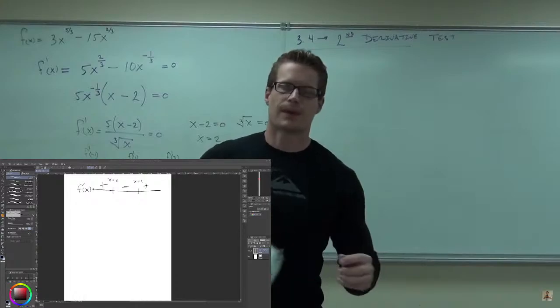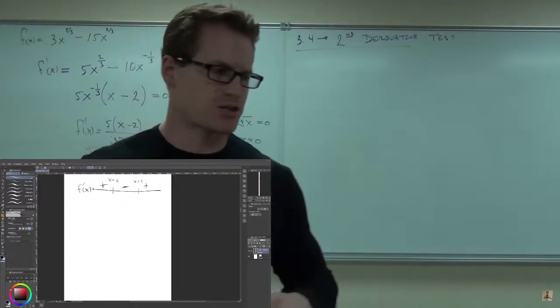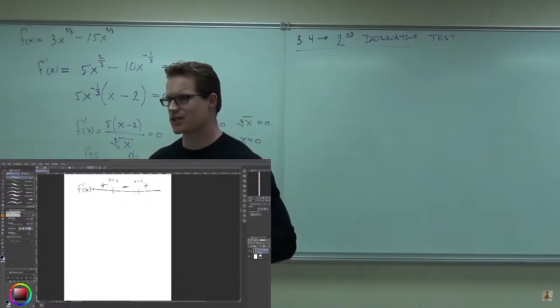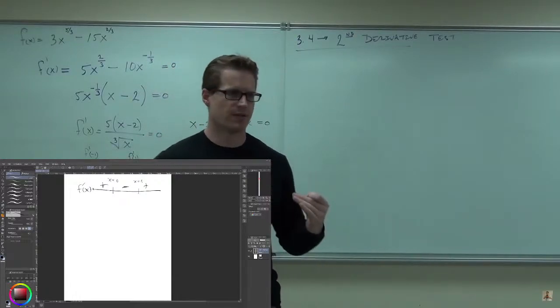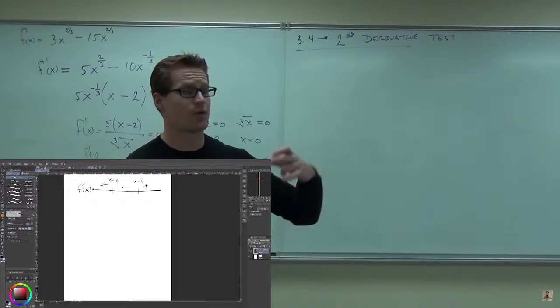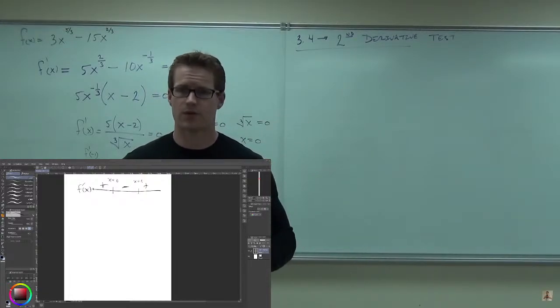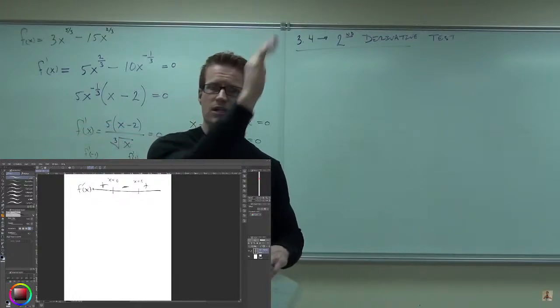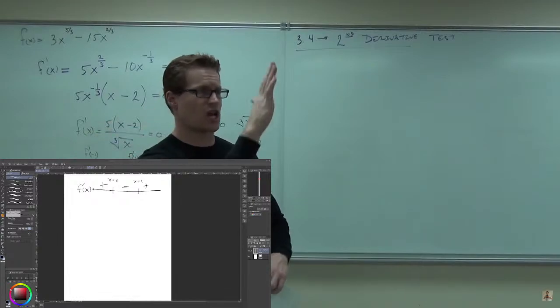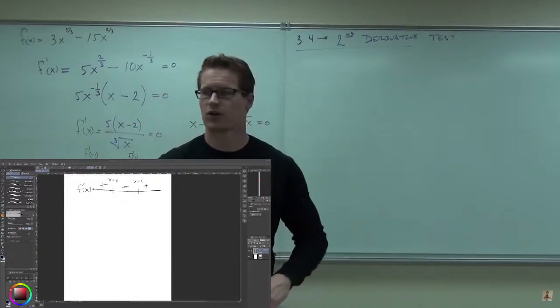Tell me something. If the first derivative has to do with slope, and the slope has to do with increasing and decreasing, what does the second derivative have to deal with? Rate of change of the slope. Good, because the second derivative is how the slope is changing. Whether the slope is increasing or decreasing is going to give you the shape of your curve, concave up or concave down.